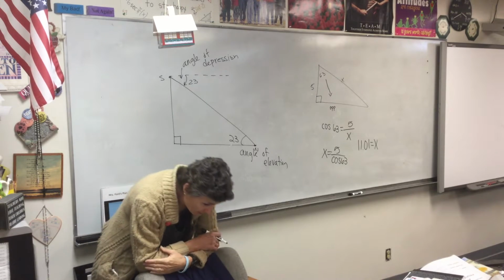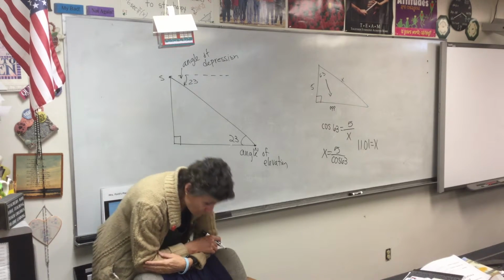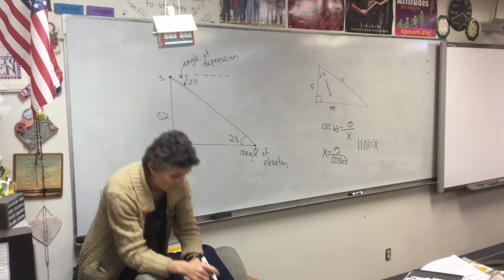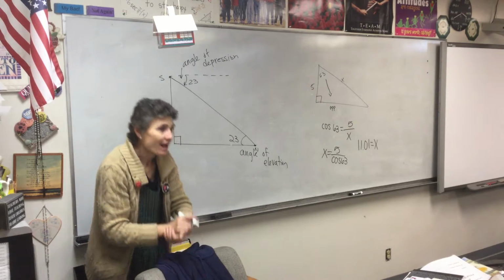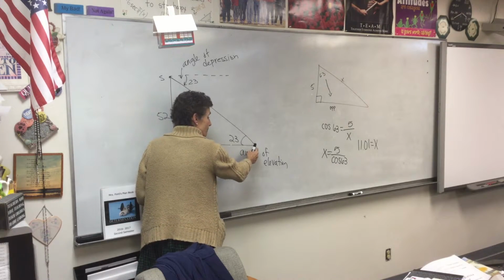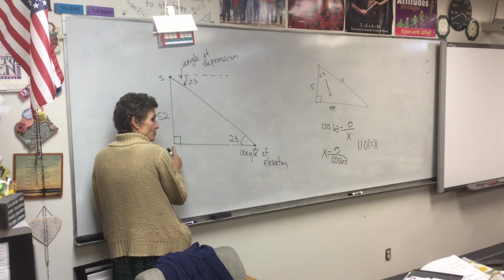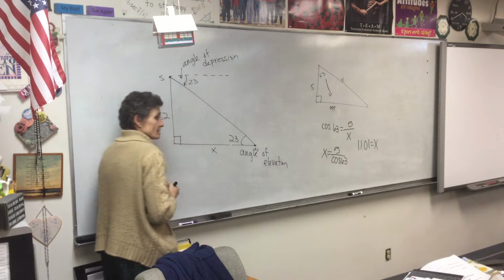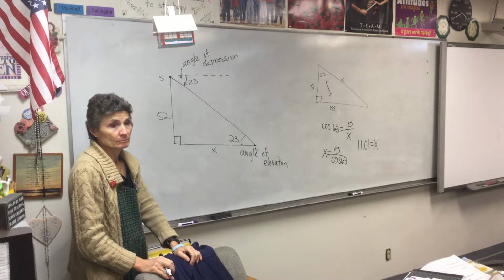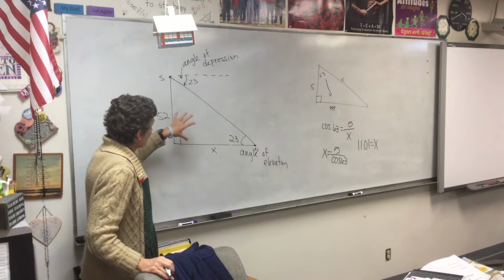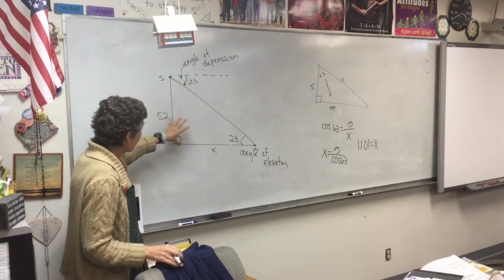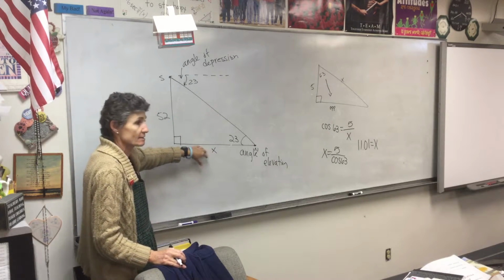All right, what else do I know? The tree is 52 feet tall, so this is 52. Find the distance from the nut to the base of the tree. So this is X. That picture looks just like the ones you guys came up and did. Now we're going to solve this picture. We're going to find X.